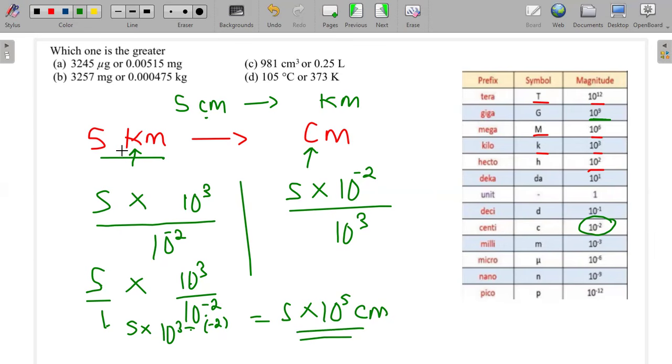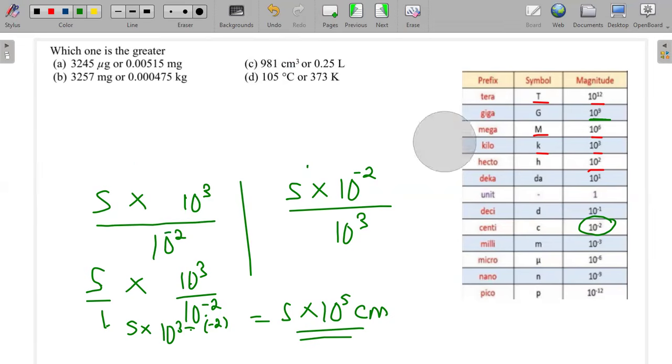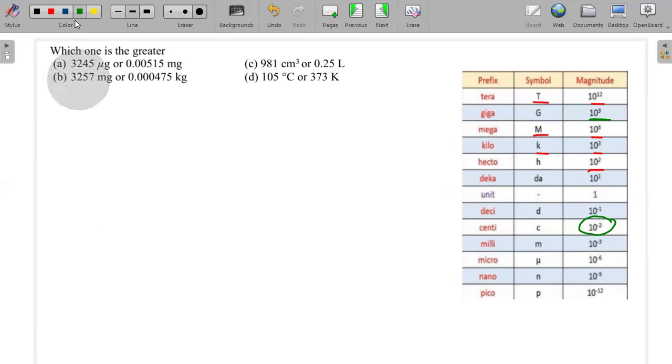So just replace wherever you're coming from with its value, and then divide by the value of the prefix where you are going. Okay, so that's what we're going to use to convert A and B. So on A and B, they've said we have 3,245 micrograms. Okay, and then the other number there is 0.00515 milligrams. So we can't compare like this because they have different units.